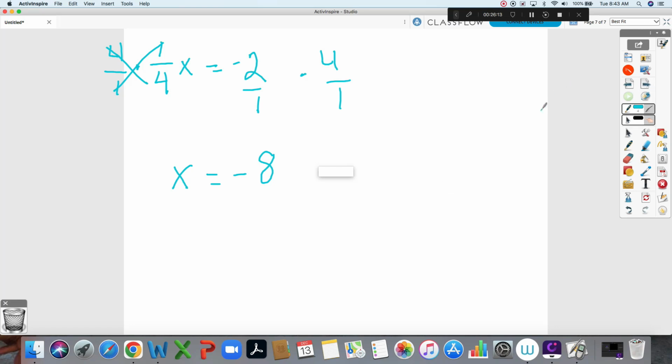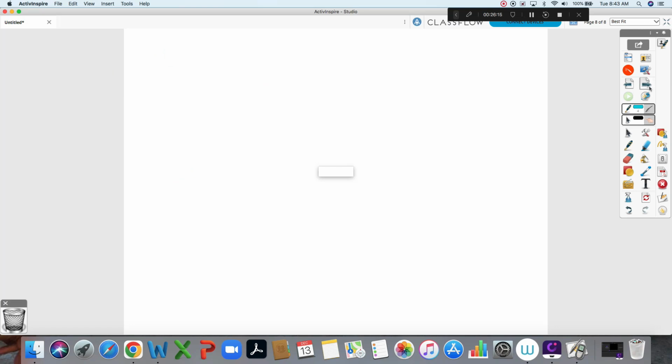Number 58. What's going on with my variable? It's multiplying, so this is exactly like the one we just did. I want you to work it out on your papers on your own, and then we'll come back around and talk about it.